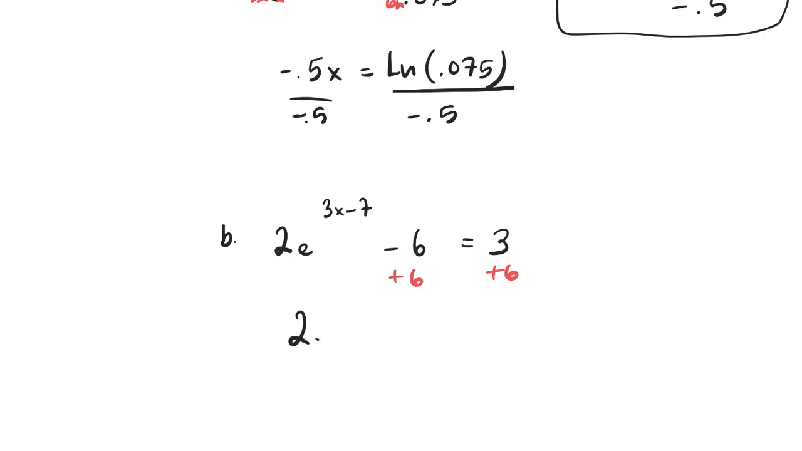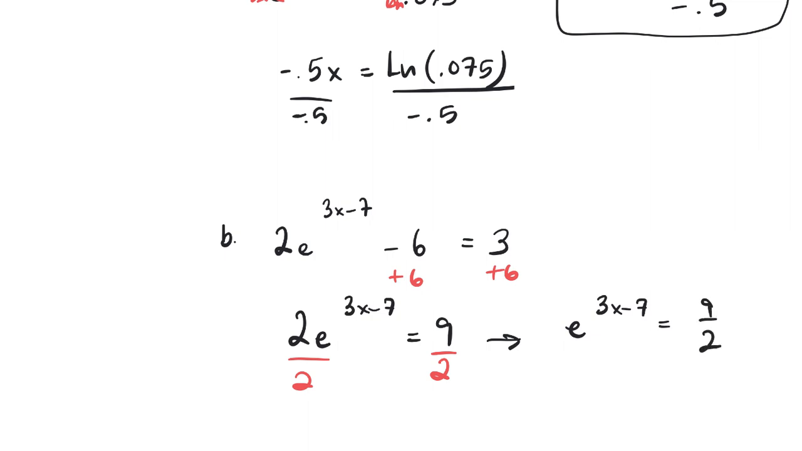So now we have 2 times e to the 3x minus 7 equals 9. Now we need to get rid of that coefficient of 2 to isolate the exponential term, so divide by 2. And we have e to the 3x minus 7 equals 9/2. Now the exponential term is isolated, so now we can cancel the base of that exponential term using a natural log. Natural log cancels base e.